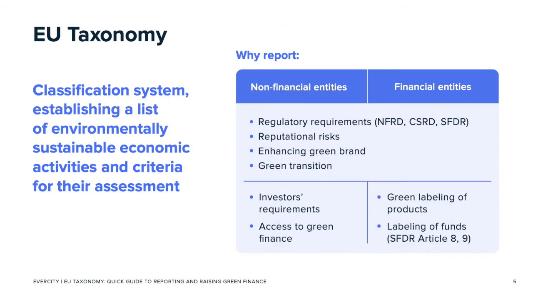So what is the motivation for companies and for different entities to report according to EU taxonomy? The motivation differs for financial and non-financial entities, but there are some common features as well. First, there are regulatory requirements. We all know that currently companies that are big, that are listed, have more than 500 employees, need to provide reports. They need to report on EU taxonomy within their annual report or sustainability report or somehow else.